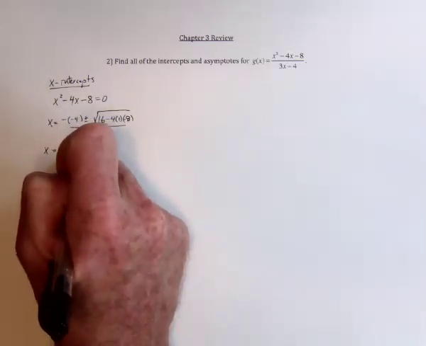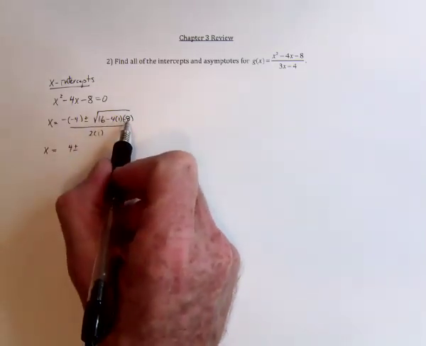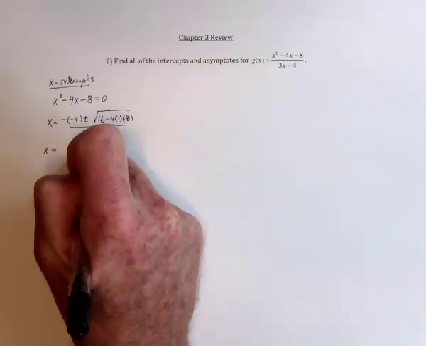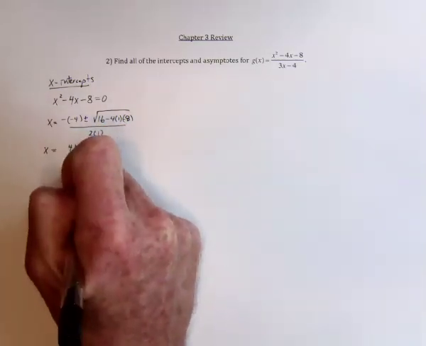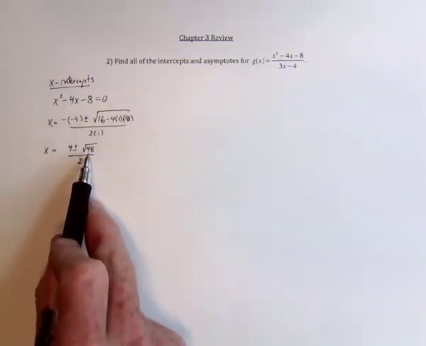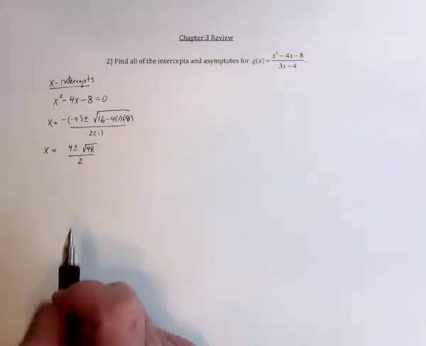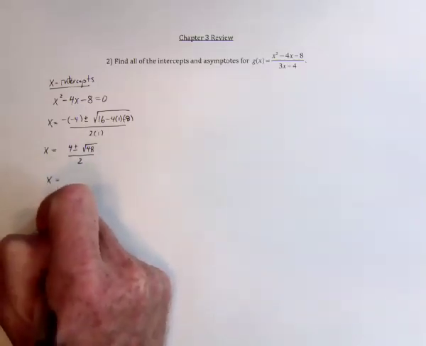So it's going to be 4 plus or minus the square root of, this is a 32 positive, which makes 48. And usually I would say this needs to be reduced. I did a 16 times 3 and take the square root of 16. But since we're going to be graphing it, I would like to have decimal answers. So what are the decimal answers here?